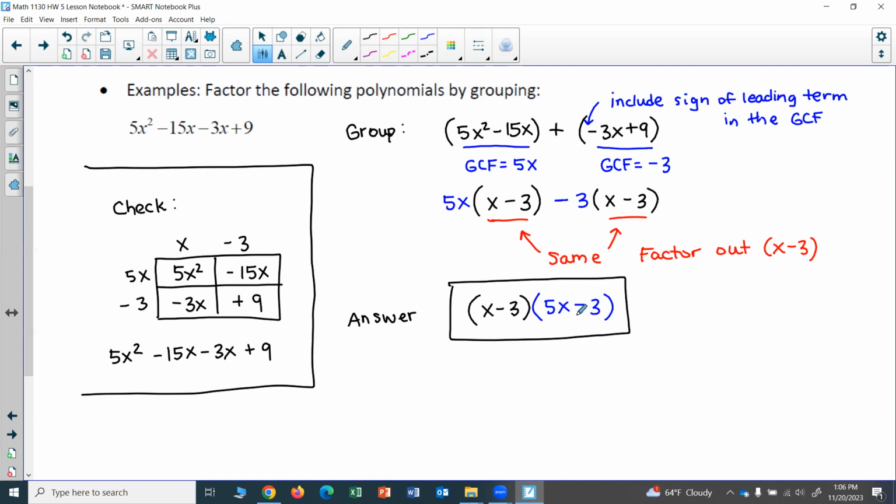So remember, your steps are group the first two terms together and the second two terms together with a plus between the groupings. Factor the GCF from the first two terms, factor the GCF from the second two terms, and then you have to have the same thing in parentheses in your two terms, and then factor that out. And then at that point, that should be your final answer.